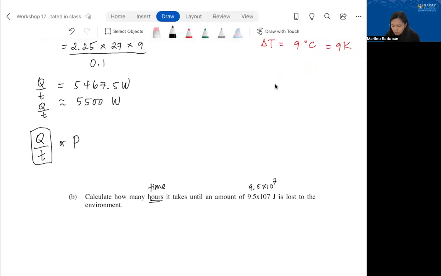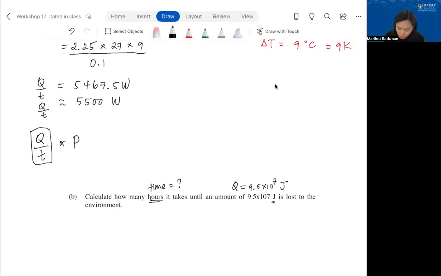Joules is lost to the environment. So joules, that means that's a unit of heat. So that means Q is equal to 9.5 times 10 to the 7 joules. Okay. And hours is, of course, time, which is what we want to find. Time. Right. So what do we know and how do we solve this question?